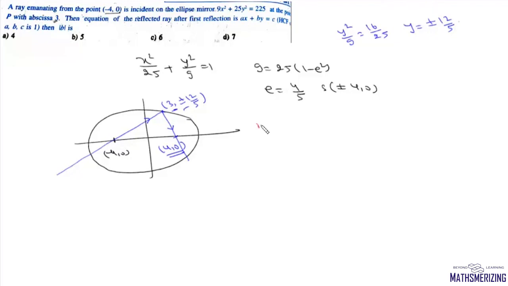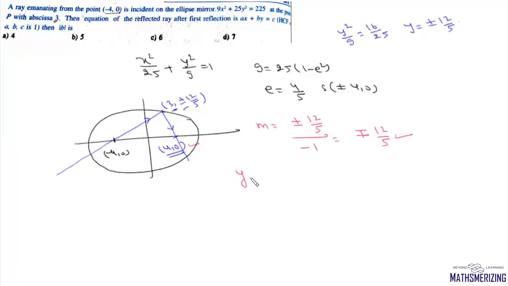We can find the slope of this reflected ray. So the value of m will be (y2 minus y1) divided by (x2 minus x1). So it will be plus minus 12 upon 5 divided by minus 1. So m is minus plus 12 by 5. Once we have the slope and a point, we can write the equation.